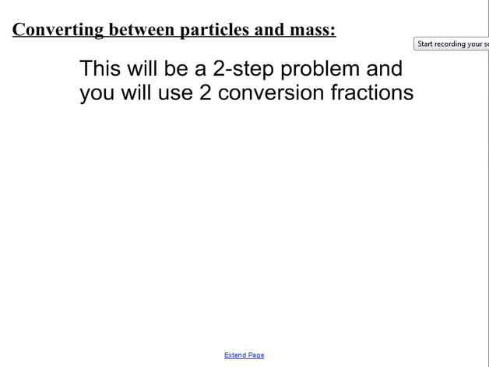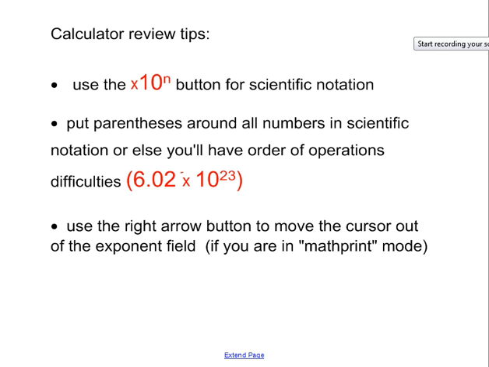Okay, and so you'll see here some calculator review tips before we get started on these problems. You should use the times 10 to the n button to put in your exponent for your scientific notation numbers. You should put parentheses around all numbers that are in scientific notation, or else you will have order of operations difficulties. And you'll need to use the right arrow button to move the cursor out of the exponent field if you are using the math print mode. I recommend that you use the classic mode, and to do this you can go to the mode button on your calculator and make sure that you're on the classic mode. You can avoid that problem in the 3rd bullet point there.